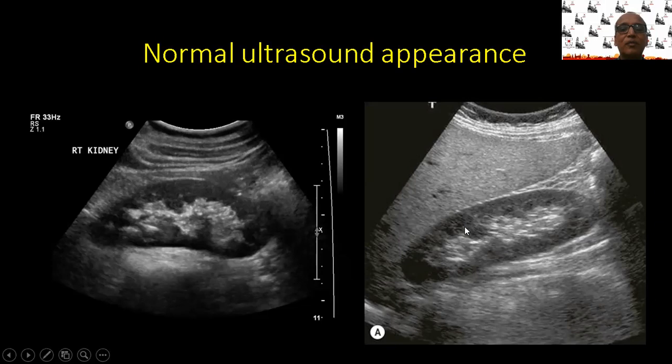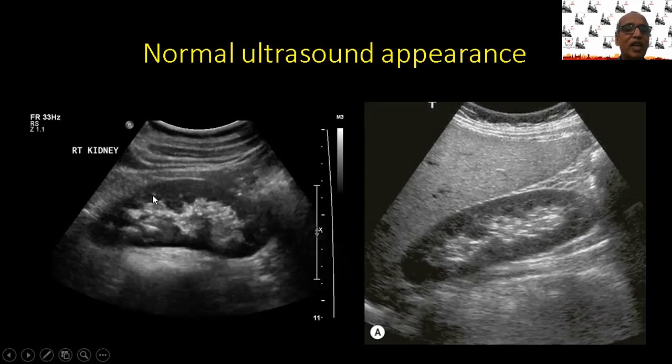So the normal parenchyma of the kidney is reduced or hypoechoic as compared to the adjacent liver. And within the parenchyma, you can see the cortex as well as the medullary pyramids, which appear much more hypoechoic. This varies with the age at presentation, being very prominent in the children as compared to the adults. The pyramids are much more prominent in childhood.